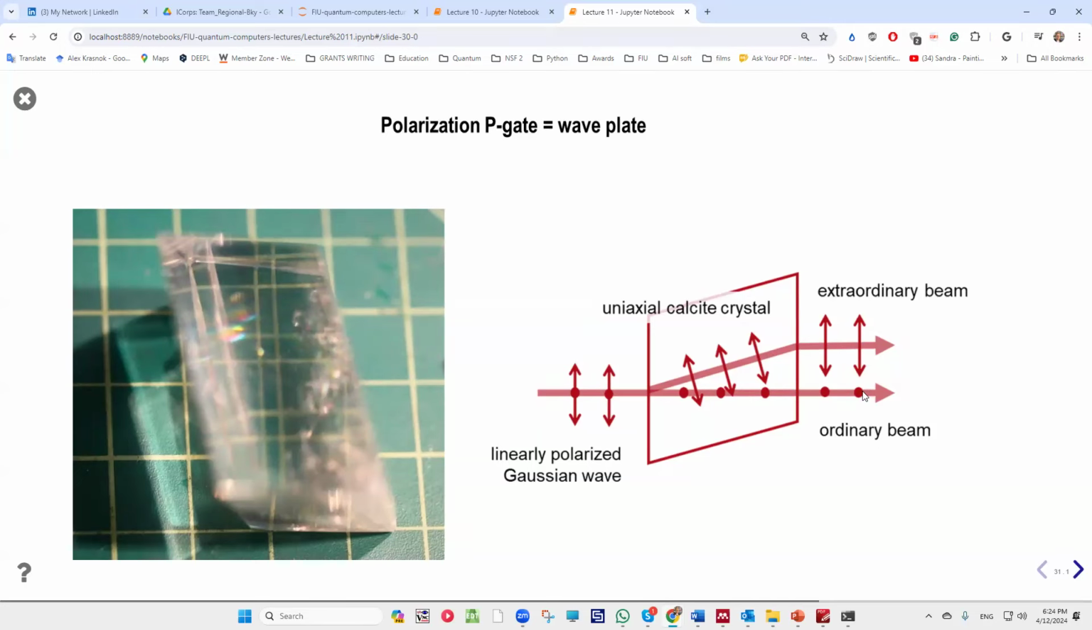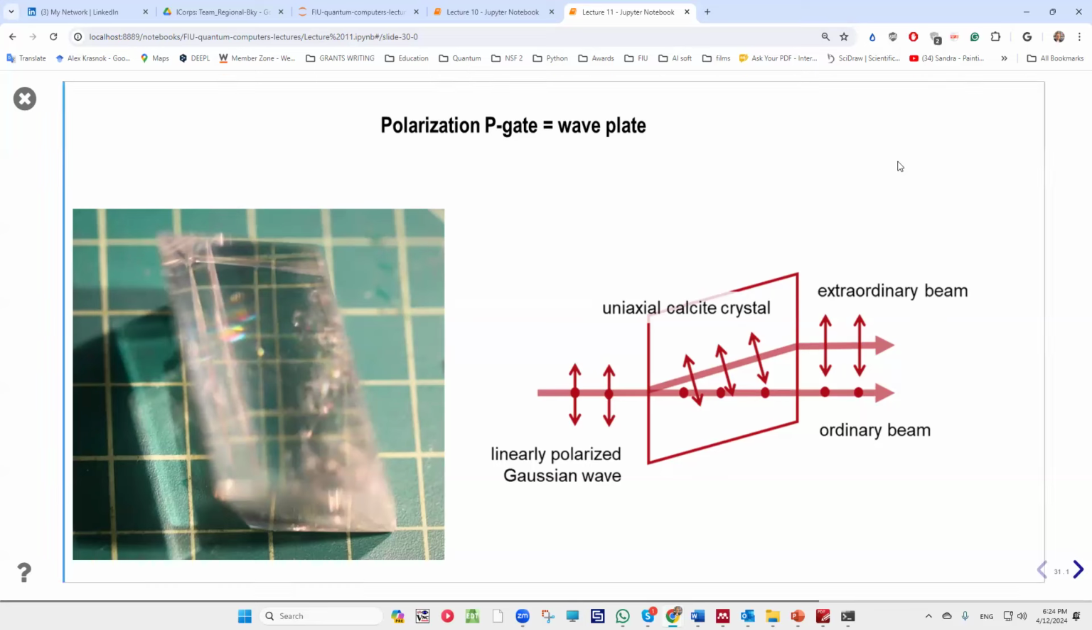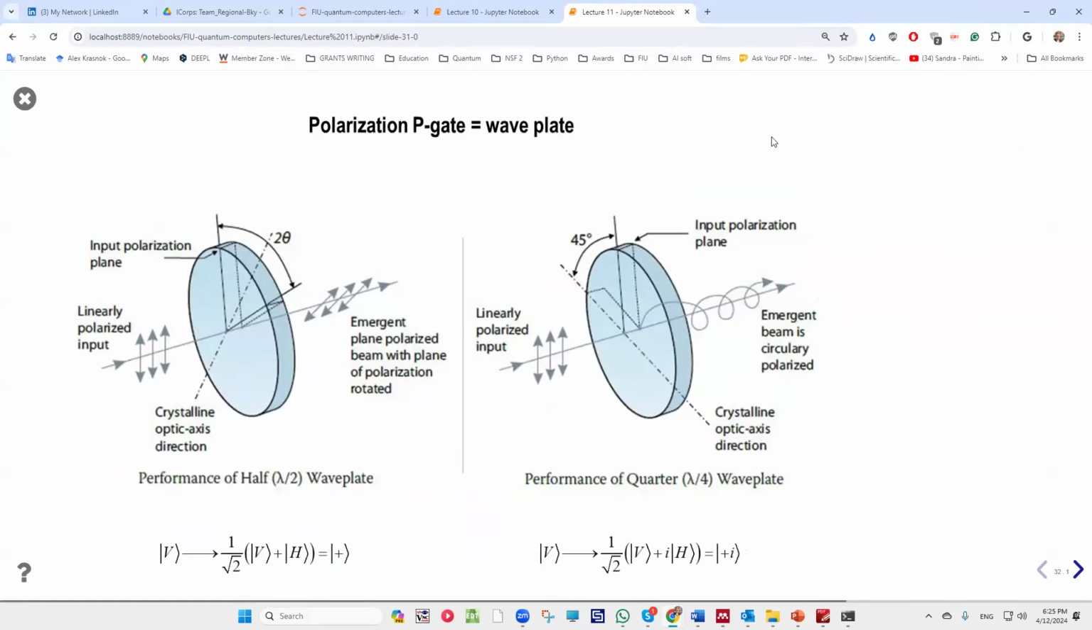Okay, so let's say if these two waves, ordinary and extraordinary, propagate the same, if they acquire the same phase, then the resulting wave will be polarized at 45 degrees. This is exactly what the Hadamard gate does for the qubit. However, if they propagate a different distance, they get a different phase, then we can get other states, like shown here.